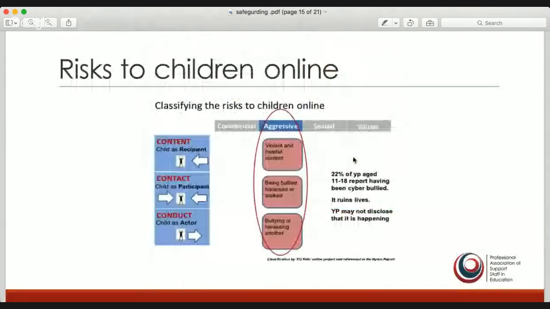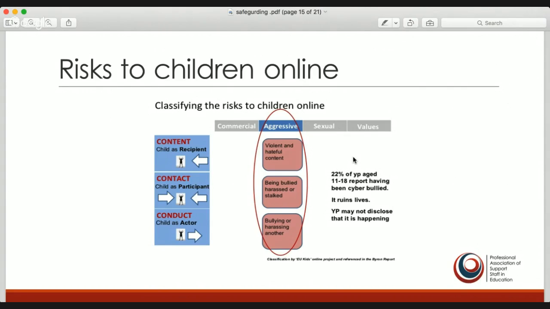Again, if you look down the middle there, there are some of the risks to our children online: the aggressive, violent and hateful content that they can be exposed to, being bullied and harassed, stalked in some cases, verbally or via the internet, even if it's not physical stalking, and also bullying and harassing other people. This is going on, and it's really troubling to young people.